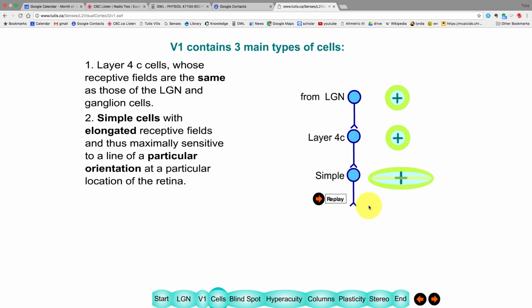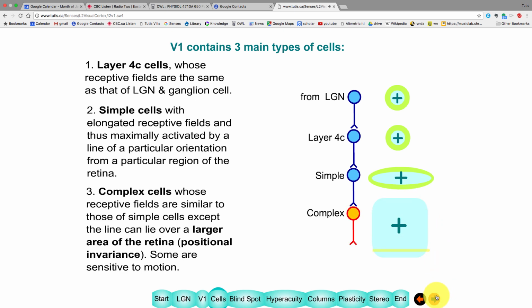Now you notice here that the receptive field is elongated, and it's elongated in this horizontal direction. And you can see when we play this, it doesn't fire for vertical lines, but it does so for horizontal lines. So lines that lie along this elongated edge. And you have simple cells of all possible orientations. And so they're becoming more sensitive to lines.